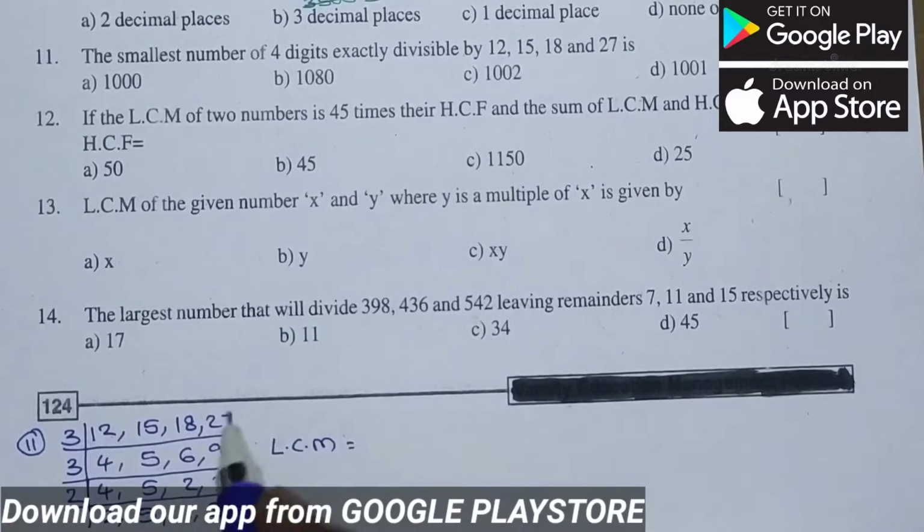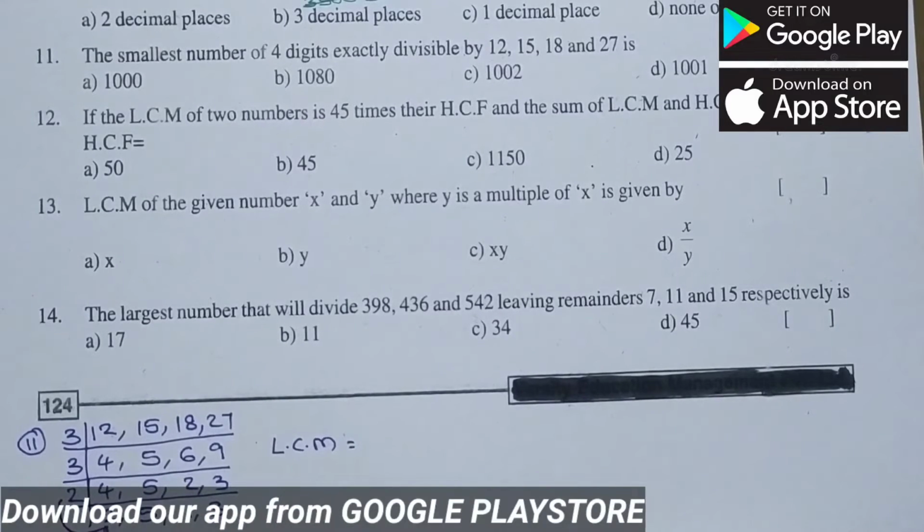So here let us multiply. 2 2s are 4, 4 5s are 20, into 3, 3 3s are 9, 9 3s are 27. So it is 20 into 27, which is 540.